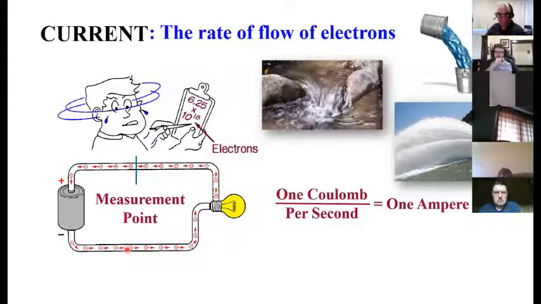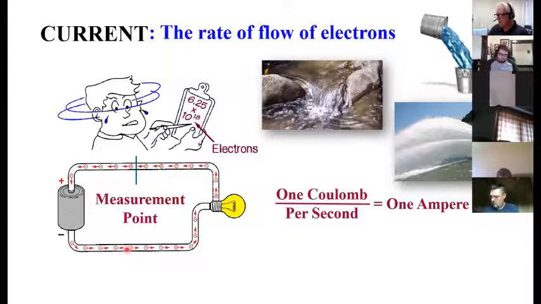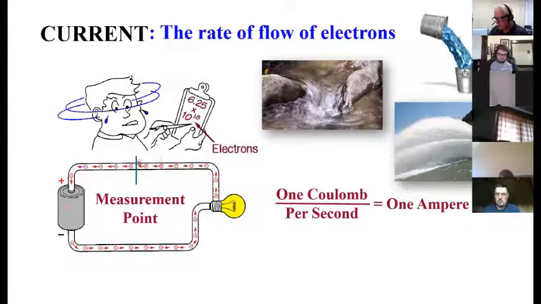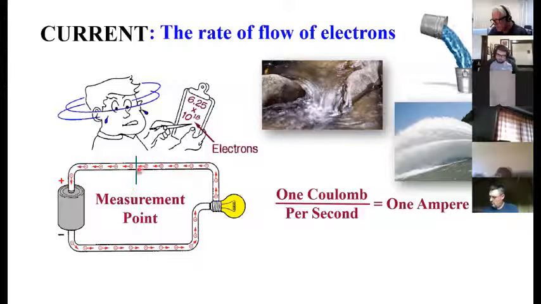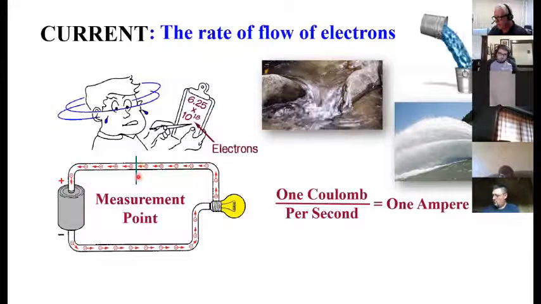Talking about current, it's a flow rate, a rate of flow of electrons. You can see I've got a source here that's moving electrons around this circuit. How fast are they coming? Well, we can measure. If we sit here and count them as they cross this line, that'll tell us how fast they're coming. If we count them and time them, we know their rate of flow.